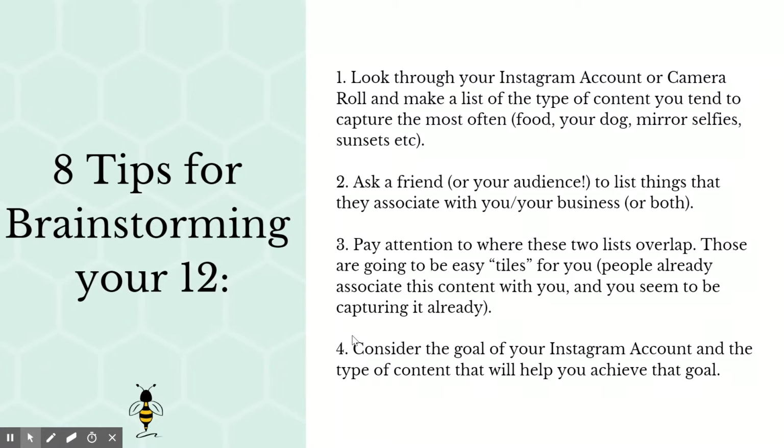Number 2, ask a friend or kind of poll your audience and ask them to list things that they associate with you or your business or both. And then take those 2 lists and pay attention to where they overlap, because those are going to be easy tiles for you. They're already things that people associate with you, and it's already content that you seem to be capturing and creating already. Number 4, consider the goal of your Instagram account and the type of content that will help you achieve that goal.